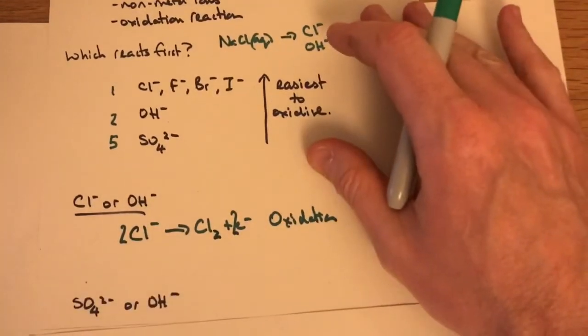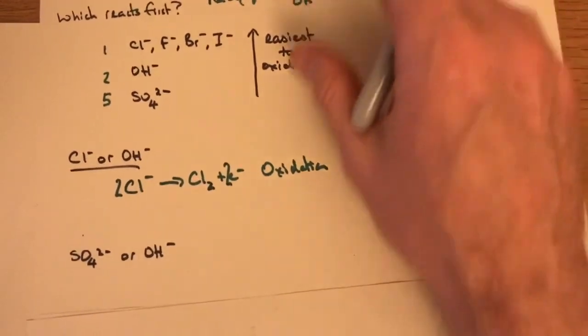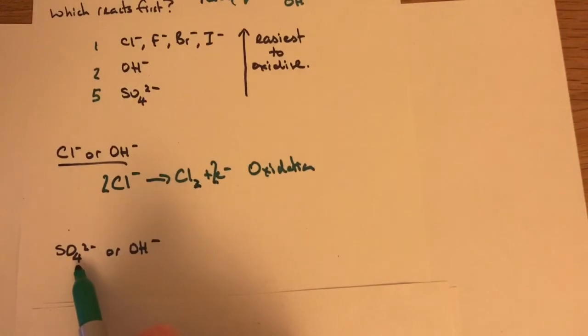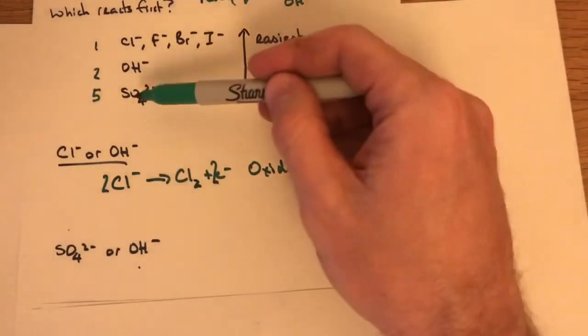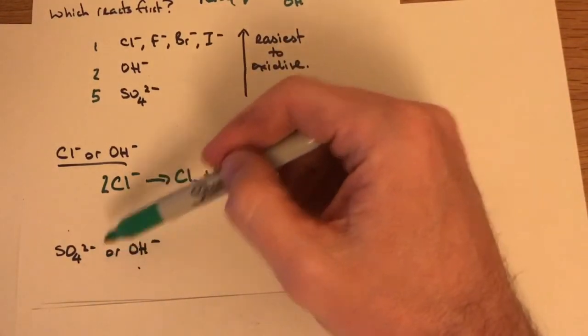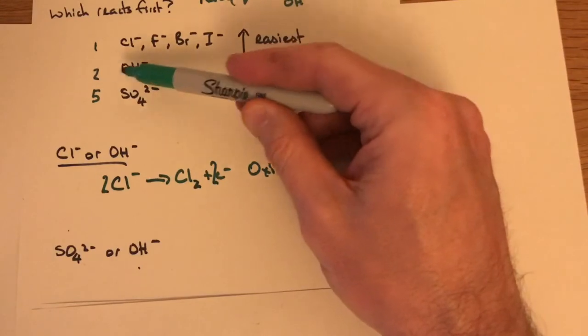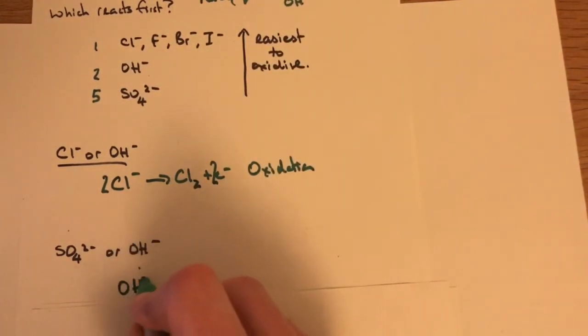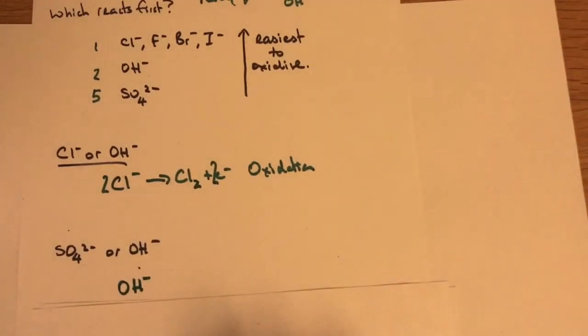If we have a look at another one here, a little bit more complicated. Would it be a sulfate ion, SO4 2-, or the hydroxide ion? Again, if I come back up to my table, sulfate ions contain 5 parts, so that's quite a complex ion. Here we've got the hydroxide ion, which contains 2 parts. So it's going to be the simplest, the hydroxide ion, that reacts first.